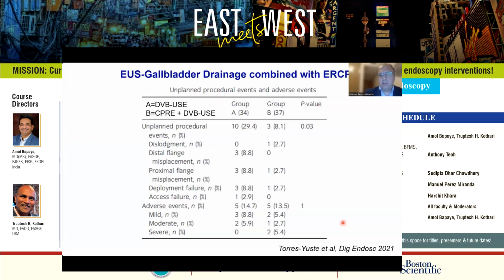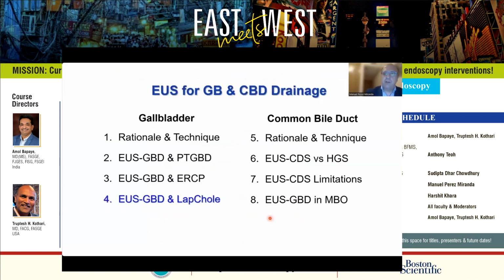And finally, ERCP and EUS-guided gallbladder drainage can be seen as complementary, in as much as patients can have common bile duct stone and cholecystitis. So combining both procedures into one single session under the same sedation does not appear to increase the risk of adverse events. So if the expertise is there, these combined approaches can be offered to these patients.